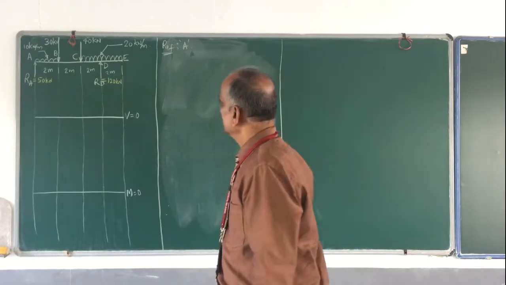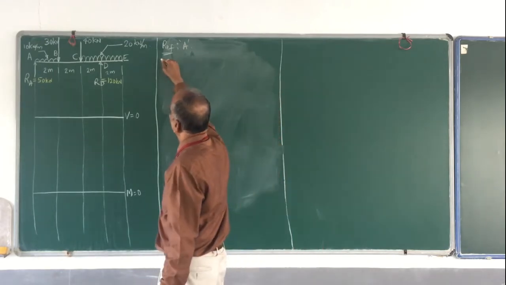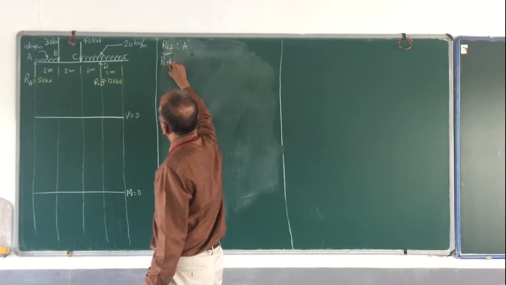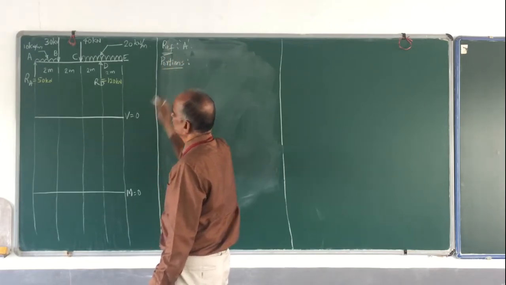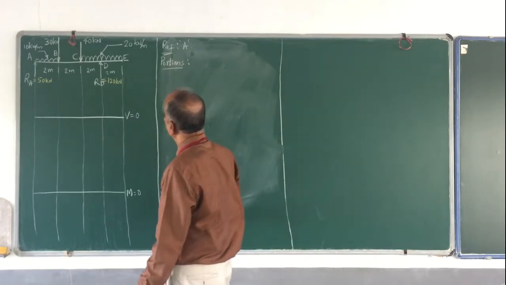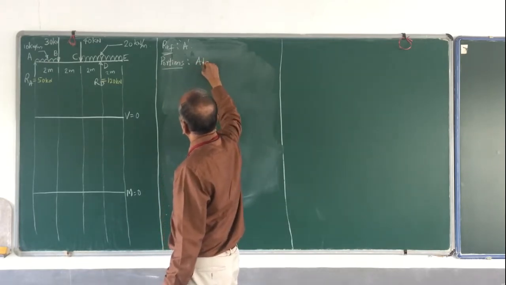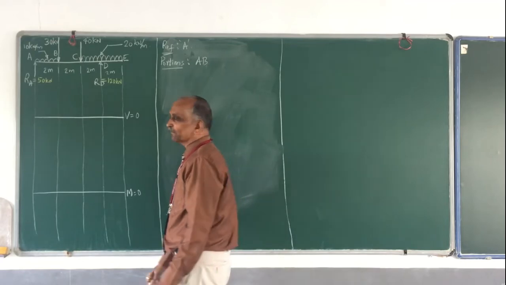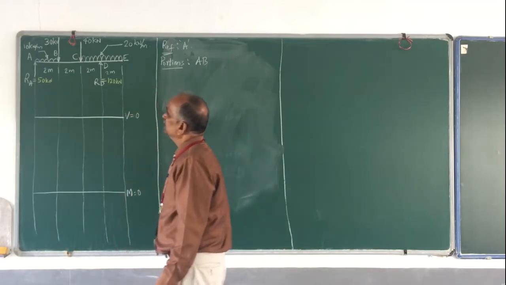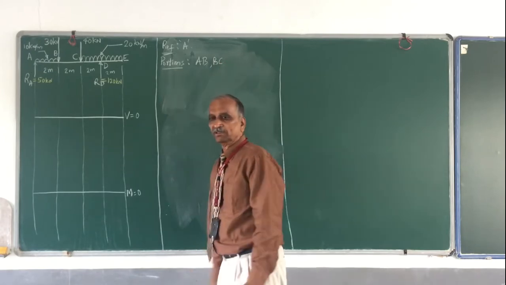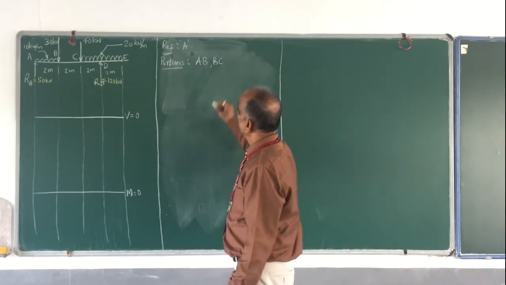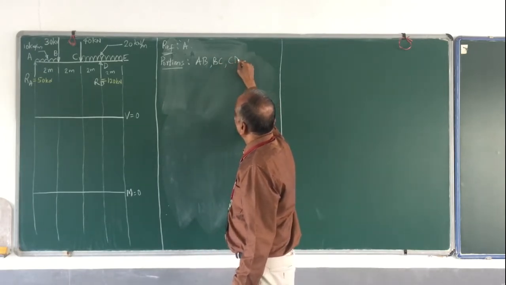Okay, fine. Then what are the portions you have to analyze? Portions for analysis, portions for taking sections. So what are the different portions? So one is the portion AB, between A and B. Okay. Then the other one is B and C. The portion B and C. And then the other one is C and D.